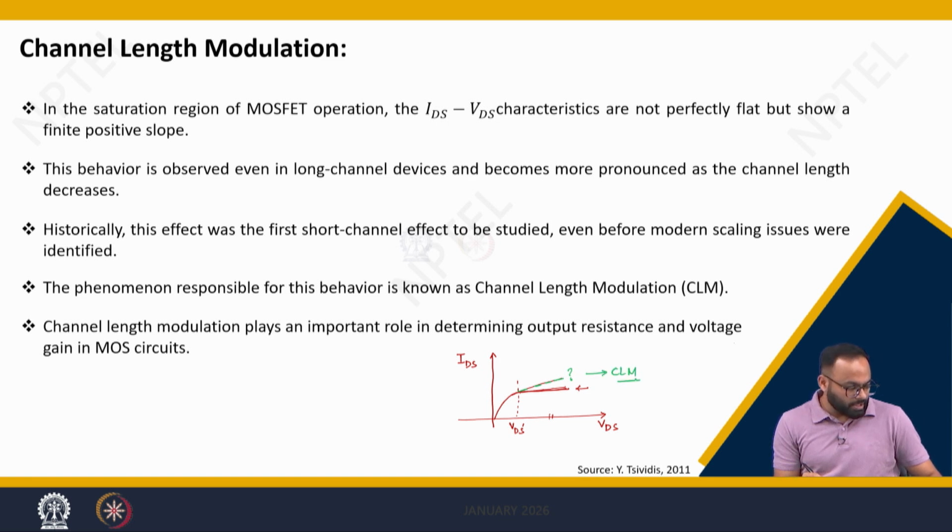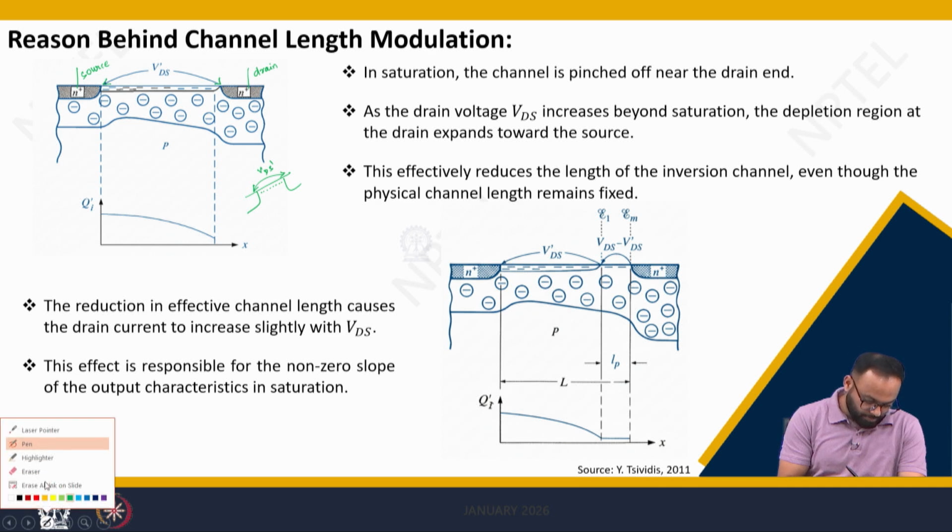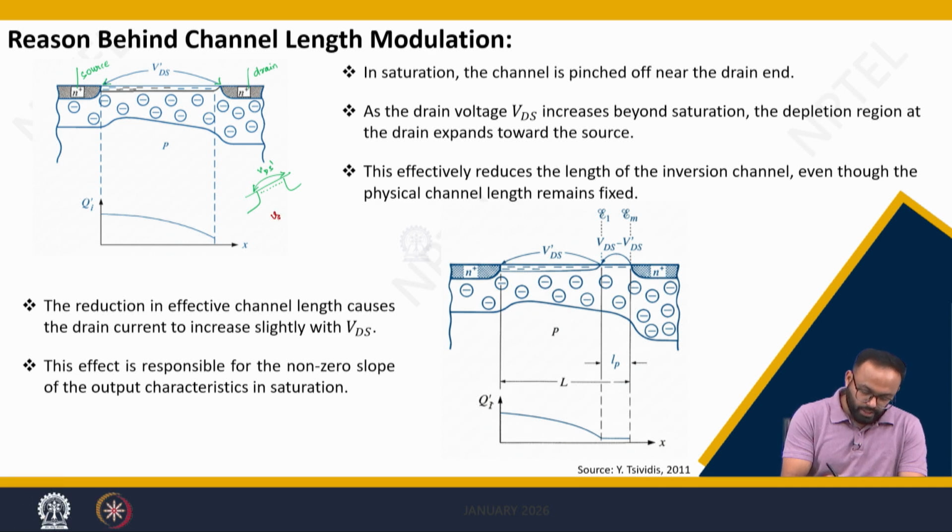To understand this, let us consider a MOS structure. Here this is the source, this is the drain. Let us consider we have applied the drain voltage in such a way that velocity saturation is attained. It means the voltage between source and drain is VDS dash. So throughout the channel velocity saturation is attained, and the carriers attain their maximum velocity Vd max.